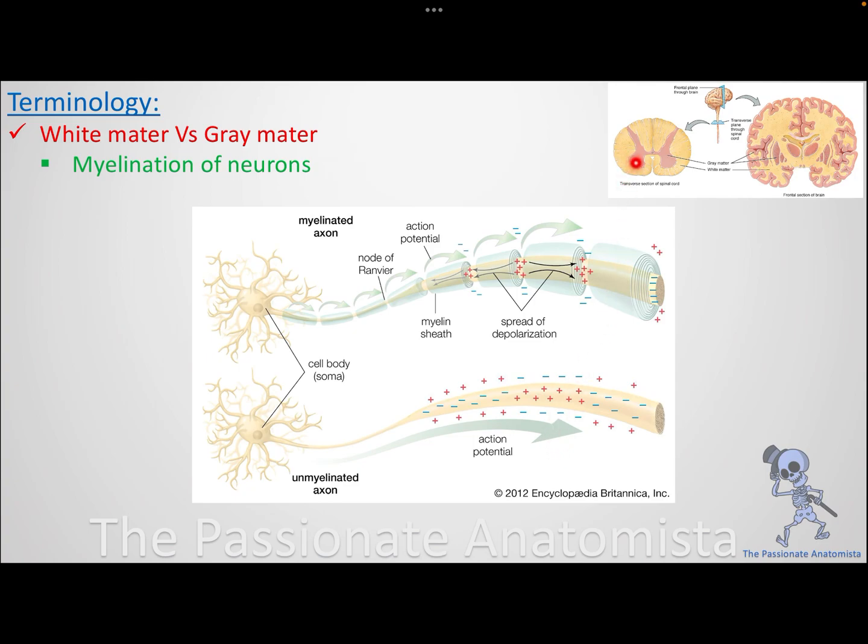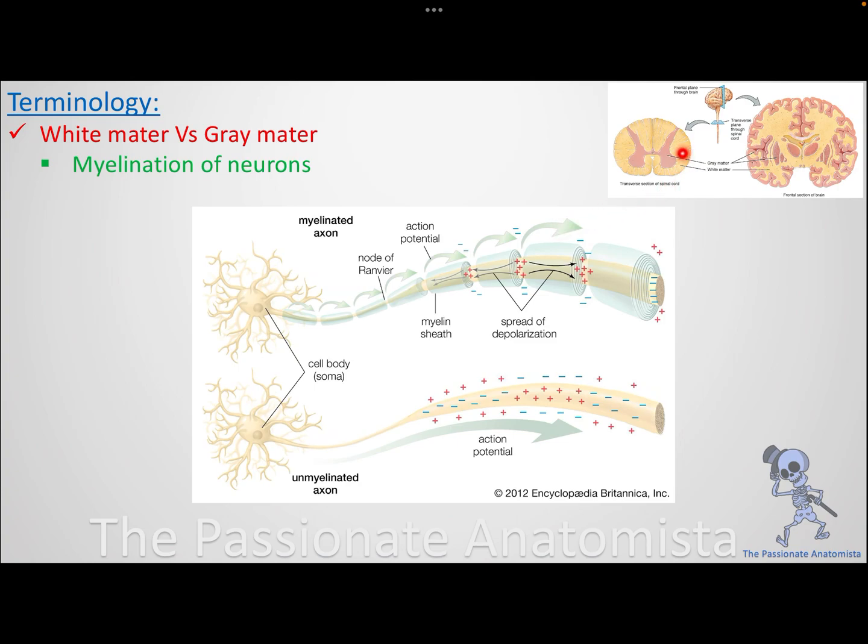However, when we look at the gray matter, we don't have myelinated axons. We either have the cell bodies or we have non-myelinated axons. If the axon is unmyelinated, it does not contain myelin sheaths around it, it means this is going to be my gray matter. Now, how are the gray and white matter grouped?